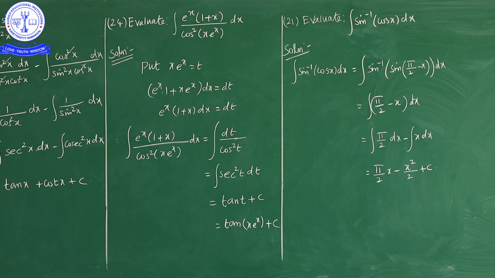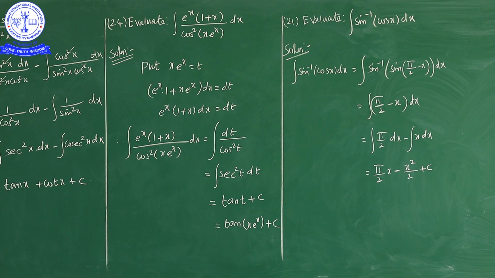Okay, 1 upon cos square is nothing but secant square t. So secant square t dt. Secant square integration is what? Tan. So integration of secant square t dt is tan t plus c. What is t? T is x into e power x. So tan(x into e power x) plus c. Okay.